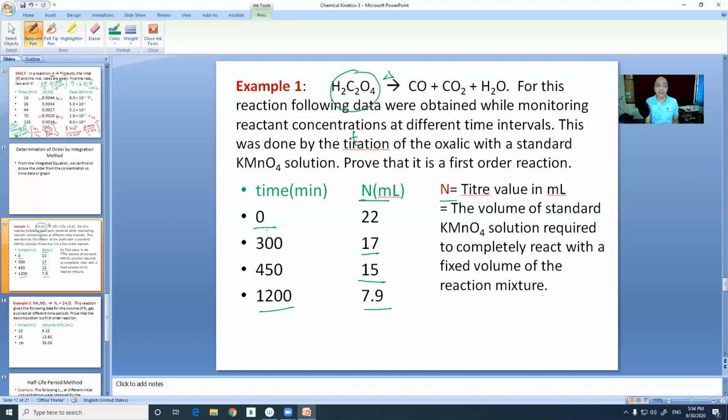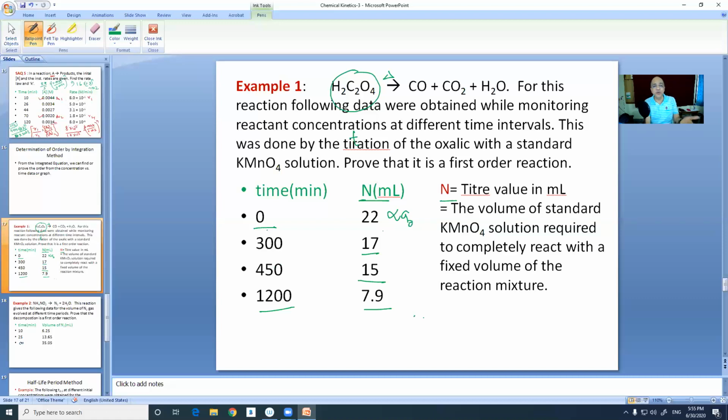Because supposing you have taken in 5 test tubes the same quantity of oxalic acid, the reactant, same concentration, and you are heating. Before starting the reaction, you try to know the amount of oxalic acid. You can do that by titration. To know the value of oxalic acid present initially before reaction, that is A0.